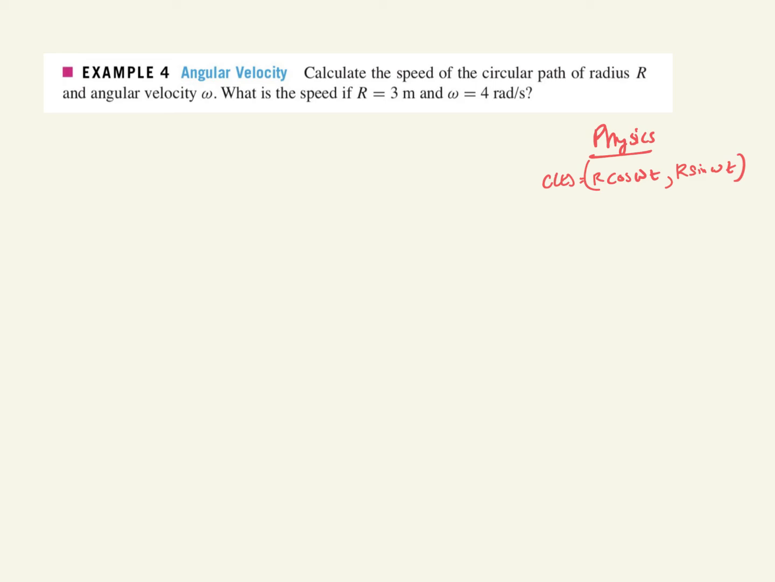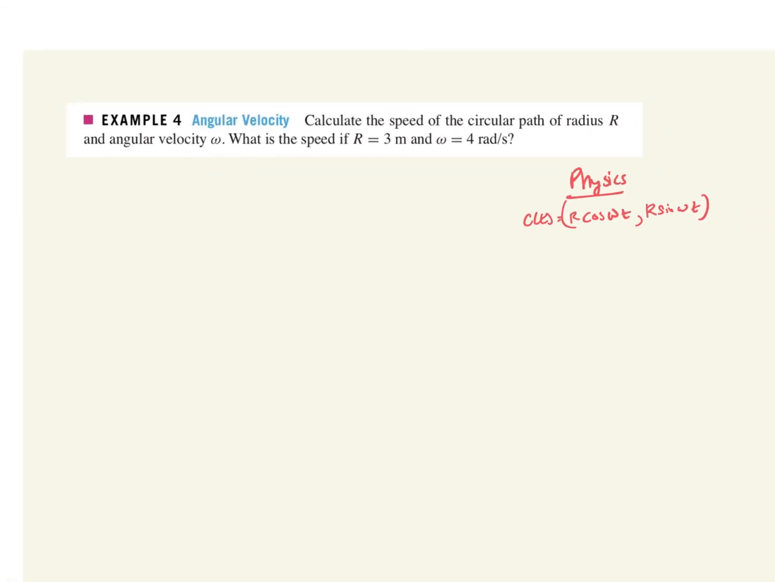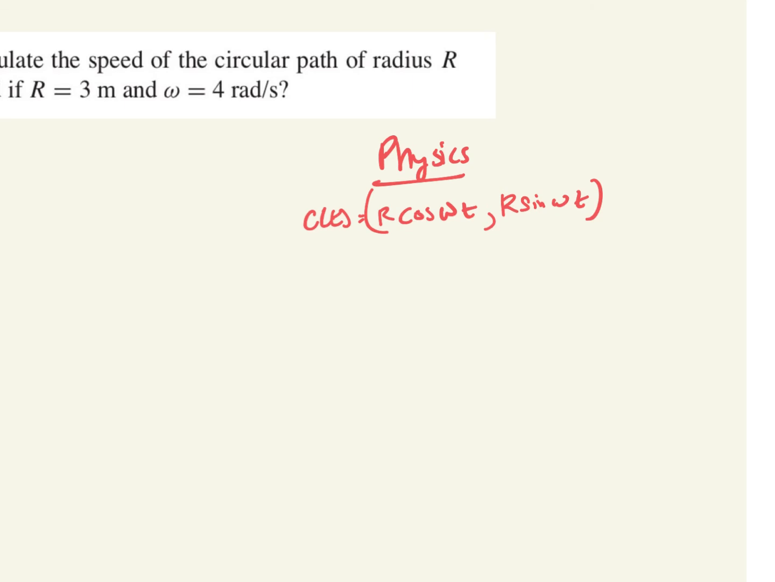Could you zoom in on that? I can't. On what you just wrote. So it says C of t equals r cosine omega t, comma, r sine omega t.